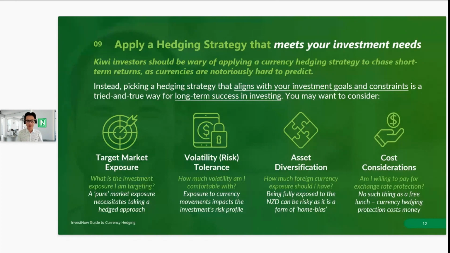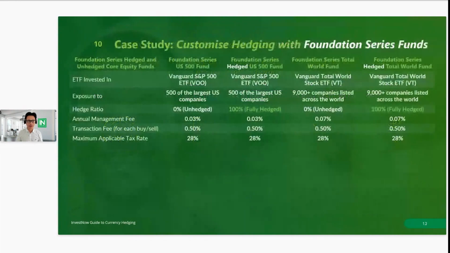So bringing this all together and tying this back into a case study, we can customize our hedging ratio using some of the new Foundation Series funds that we've just launched. As some background, we originally launched the Foundation Series US 500 and Total World funds about a year ago, which give you some of the cheapest exposure you can get to Vanguard ETFs. The ones in particular are the Vanguard US S&P 500 ETF, or VOO, and the Vanguard Total World Stock ETF, or VT, and these come at super low management fees of just 3 and 7 basis points, in line with the underlying ETF.